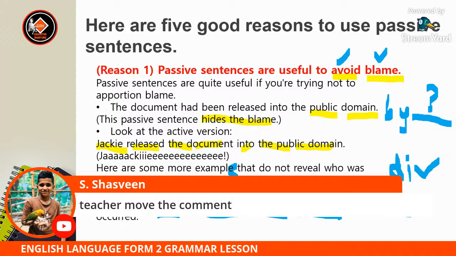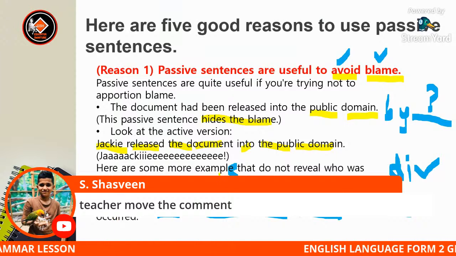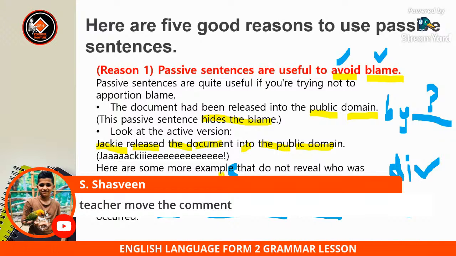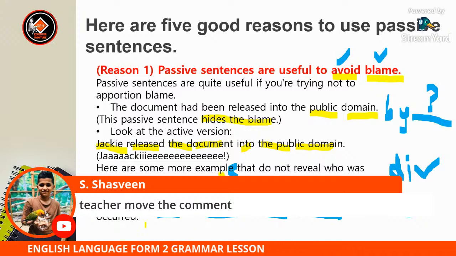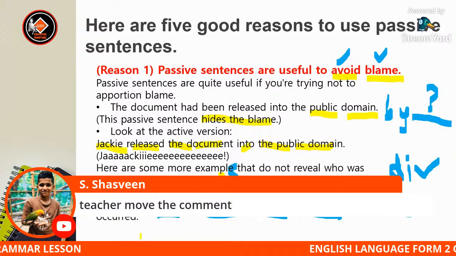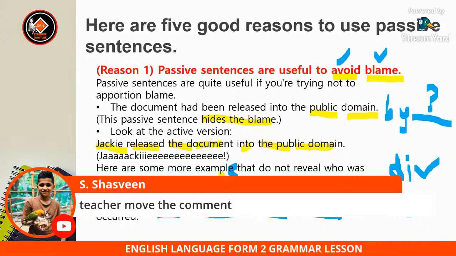Okay. Example number 2, bad advice was given. So who gave the bad advice? You do not know who gave the bad advice. Next. A series of failings in standing operating procedure had occurred. So somebody made a mistake in the operation.